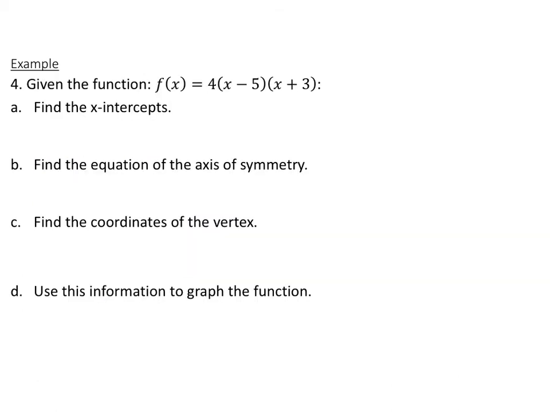For this next example, we have the function f(x) = 4(x - 5)(x + 3). So here's a quadratic equation that's in intercept form. Using this information, find the x-intercepts, find the equation of the axis of symmetry, find the coordinates of the vertex, and then using all that information, graph the function. Use your graphing calculator only to check your final answer. So go ahead and pause the video and try this one.